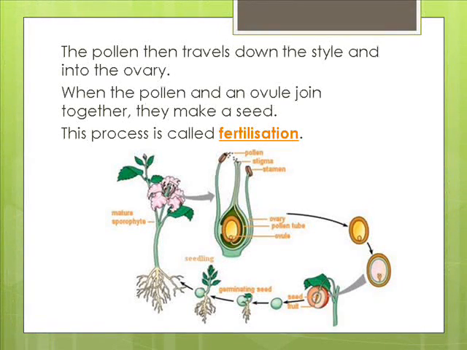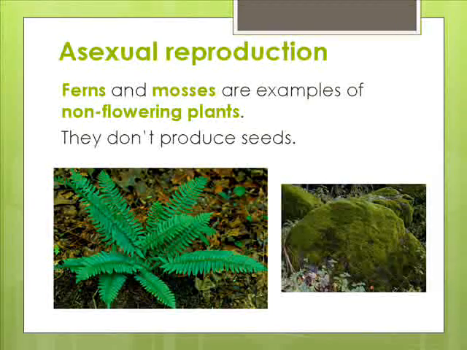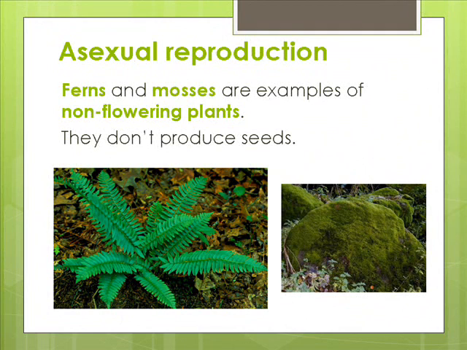The pollen then travels down the style and into the ovary. When the pollen and an ovule join together, they make a seed. This process is called fertilization. Asexual reproduction.